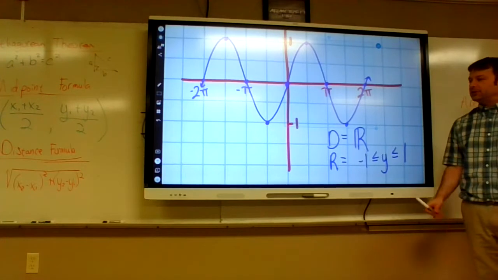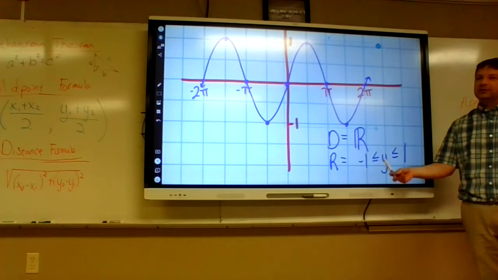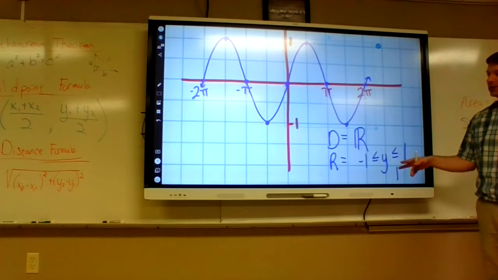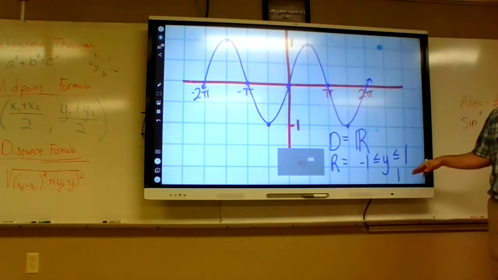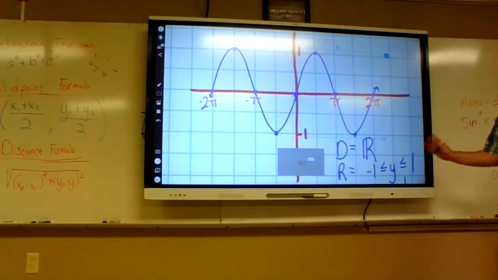What's going to change on the cosine graph for the domain and range? Nothing is the correct answer. The domain and range don't change for cosine. All right. Yeah, I don't think I need that anymore.